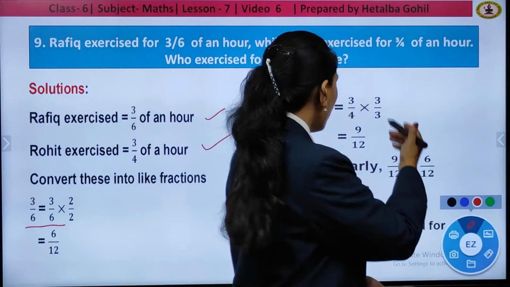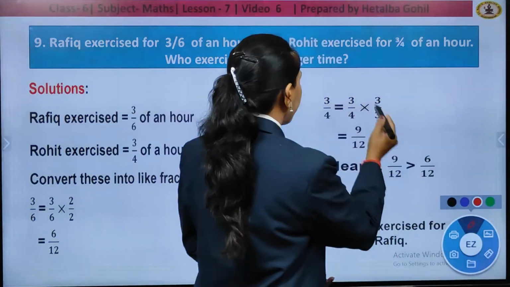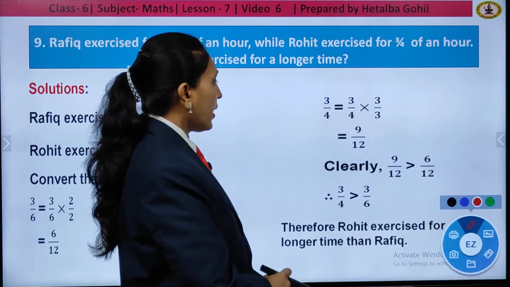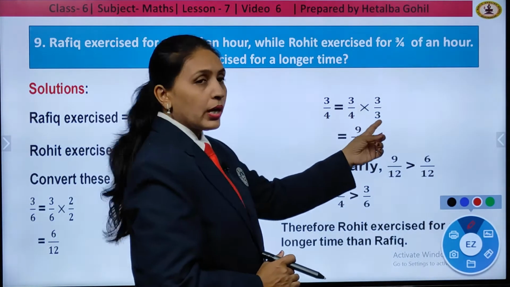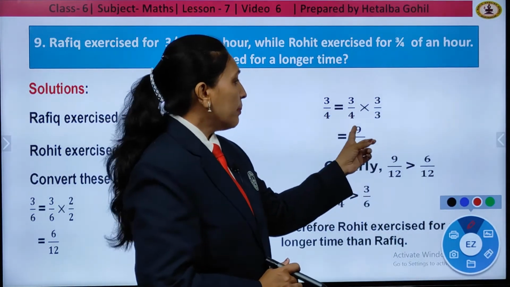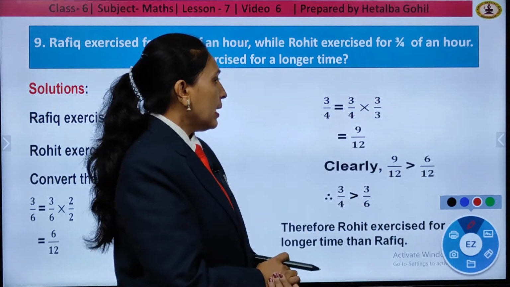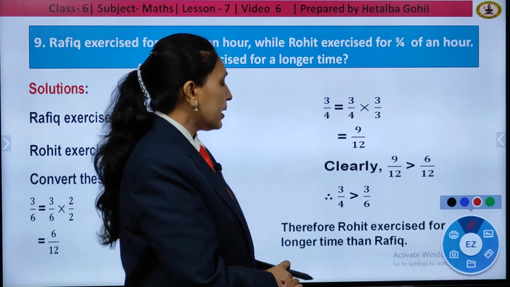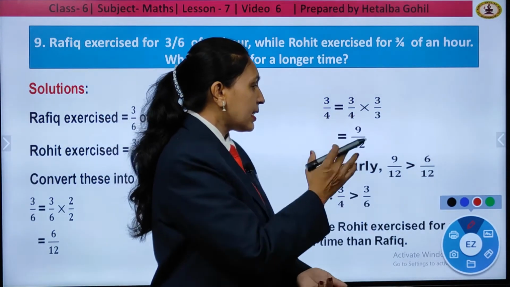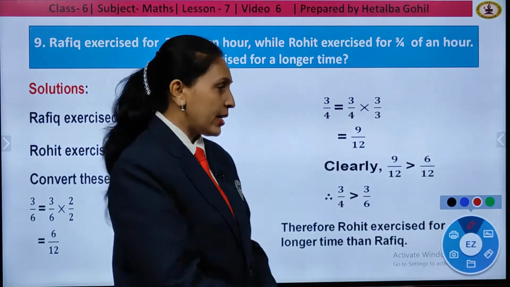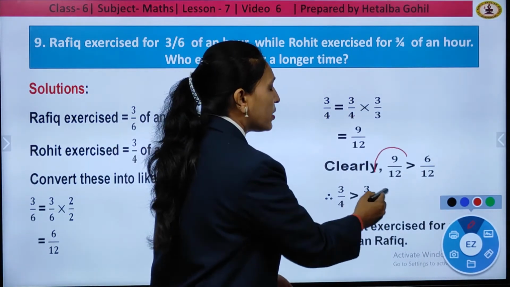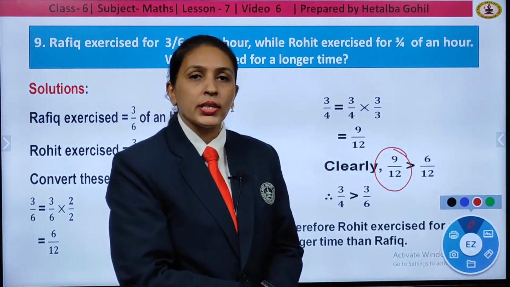Okay, now let us see what about Rohit. Rohit had exercised 3/4 of an hour. Okay, so 3 upon 4, I have to convert with the denominator 12. Multiplying 3 upon 3, I will get 9 by 12. Okay, so children, here 9 by 12 and 6 by 12, we got two different fractions. Now comparing these two, you can clearly see that 9 by 12 is a greater fraction here.